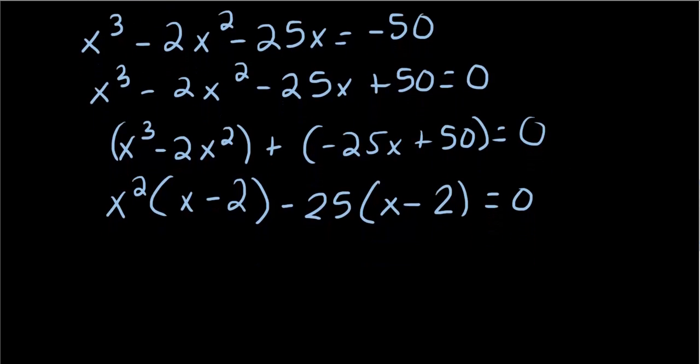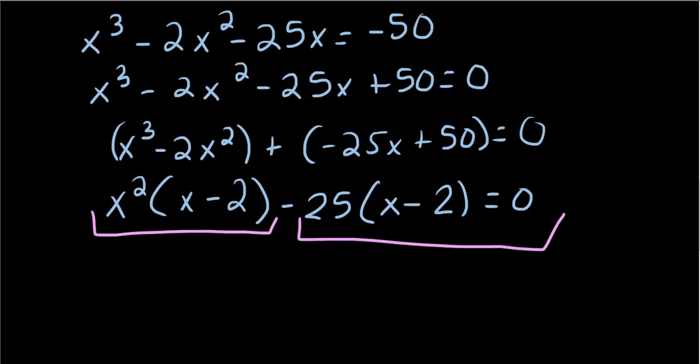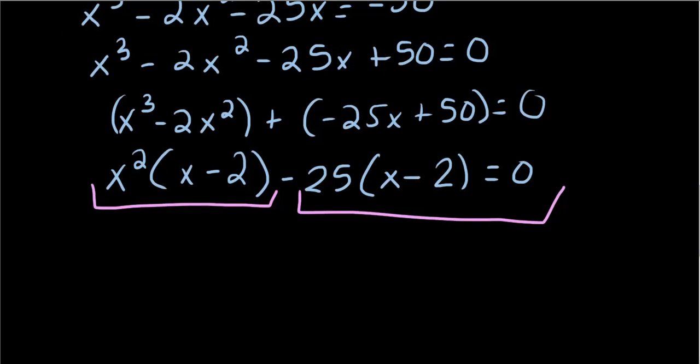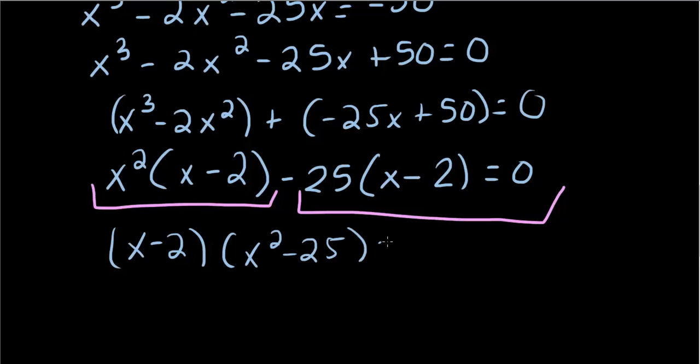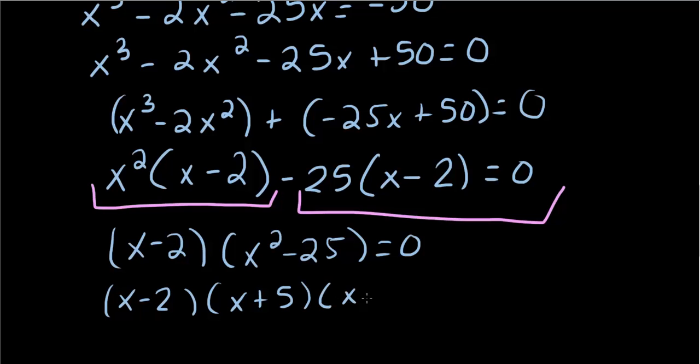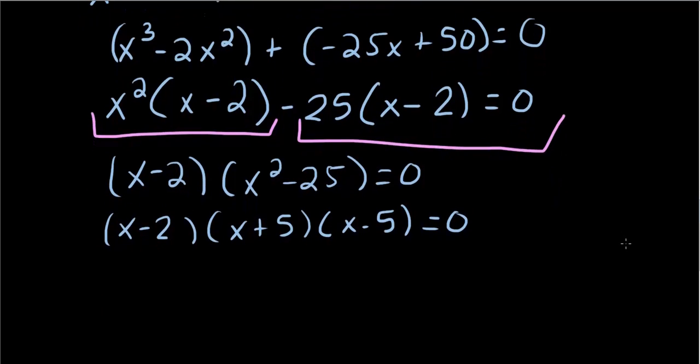Now we have 2 terms. Okay, we have this term, and we have this other term. So we're going to look at what's common between them. Well, both of them have an x minus 2, so that's what I'm going to factor out, x minus 2. And after I factor the x minus 2 out, I'm going to end up with x squared minus 25. Now, if you notice, x squared minus 25 is the difference of squares, so I can still factor that, and that is going to be x minus 2, x plus 5, x minus 5. I know I'm going kind of fast on this, but we've gone through this, so I'm hoping that you already know how to factor. So now I'm going to make each one of them equal to 0 so I can find the value of x.